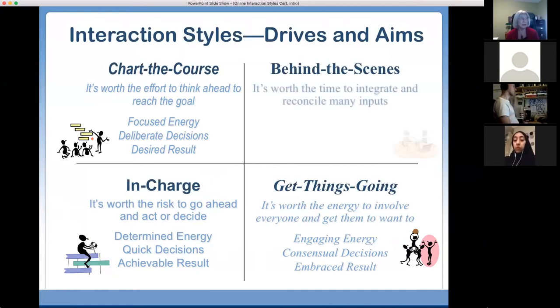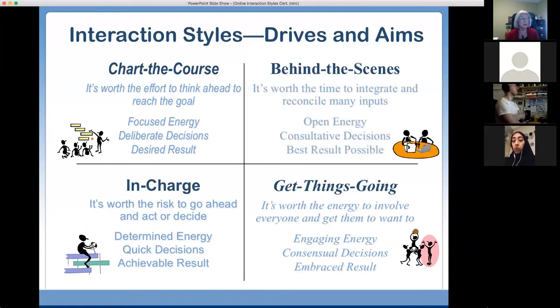And then we have behind the scenes, which is not always, you can lead with a behind the scenes style. None of these are about leadership, they're just different styles. And for behind the scenes, that core belief is it's worth the time to integrate and reconcile many inputs. So wanting to get a lot of information and pull it together and then put it out there for people and let them decide. That's an open energy and making consultative decisions and getting the best result possible.